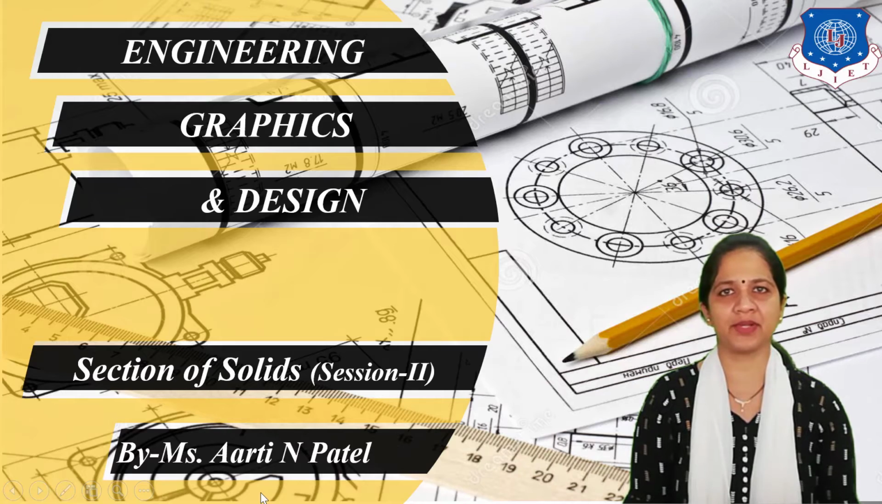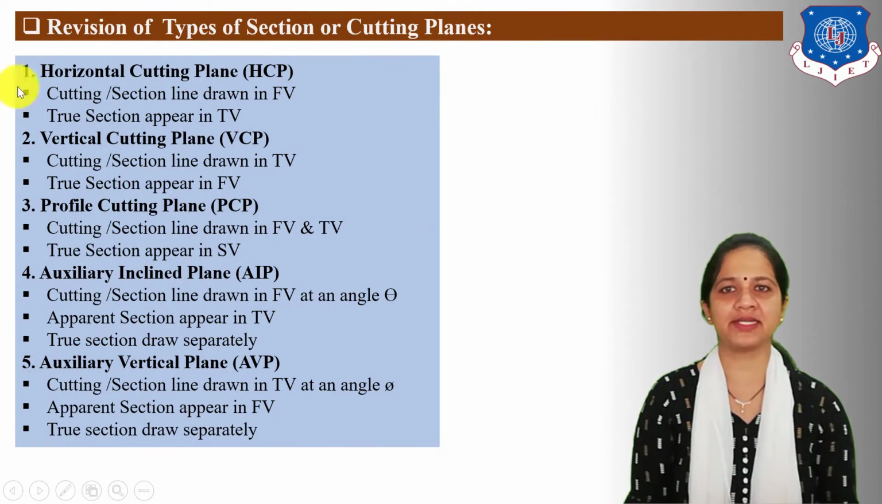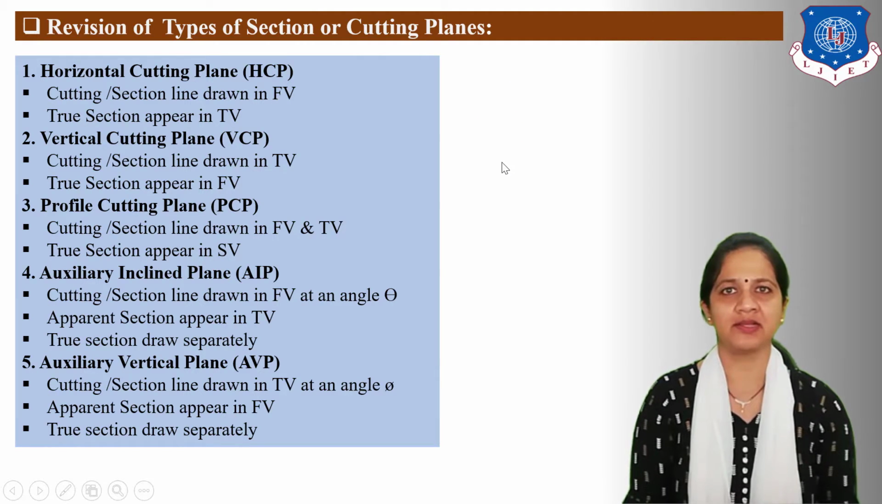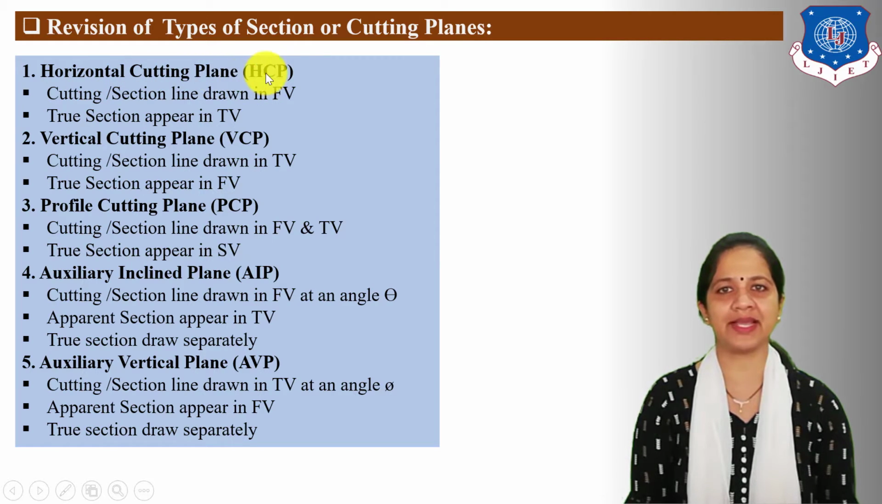Before starting the example, I would like to revise the types of section or cutting planes. There are five types of section or cutting plane, which are HCP, VCP, PCP, AIP and AVP. When any solid is cut by a horizontal cutting plane HCP, then the cutting or section line is drawn in the front view, and the true shape of the section appears in the top view.